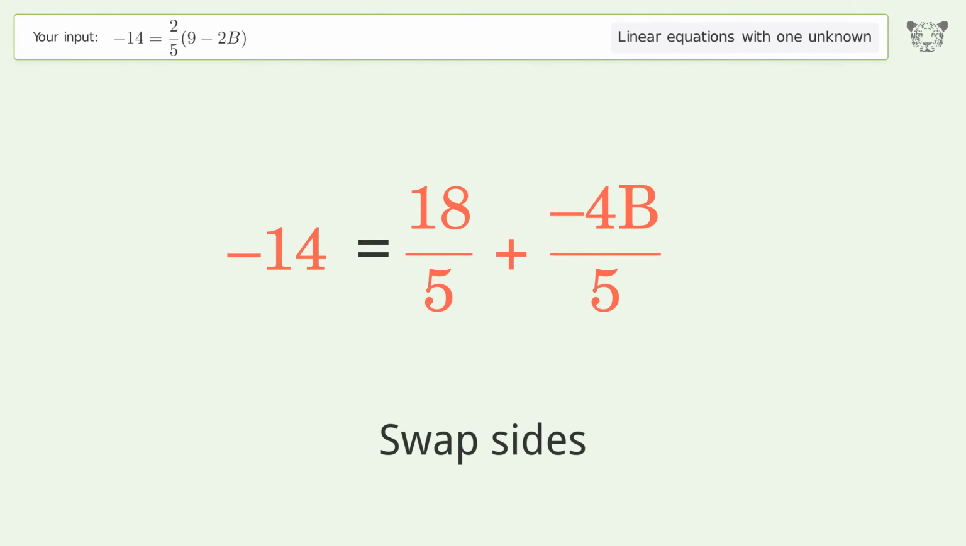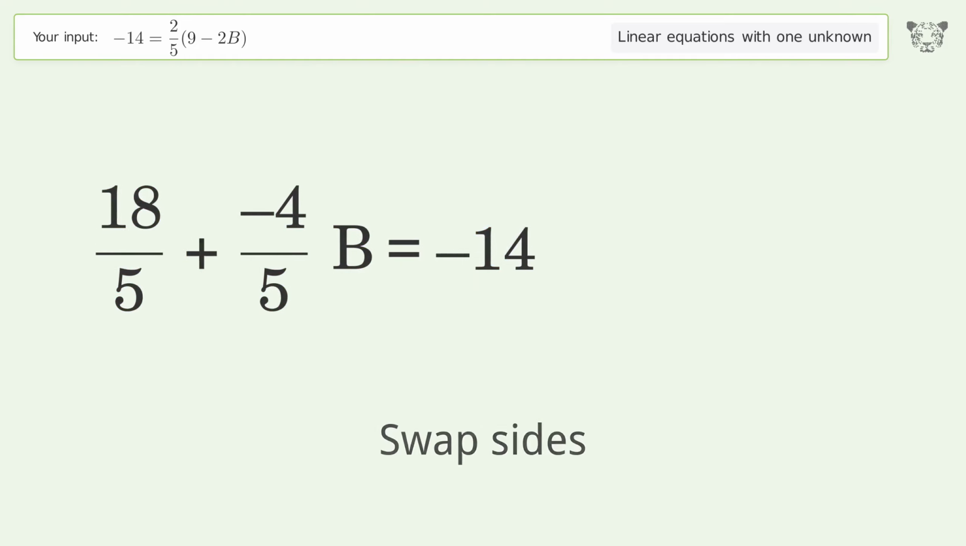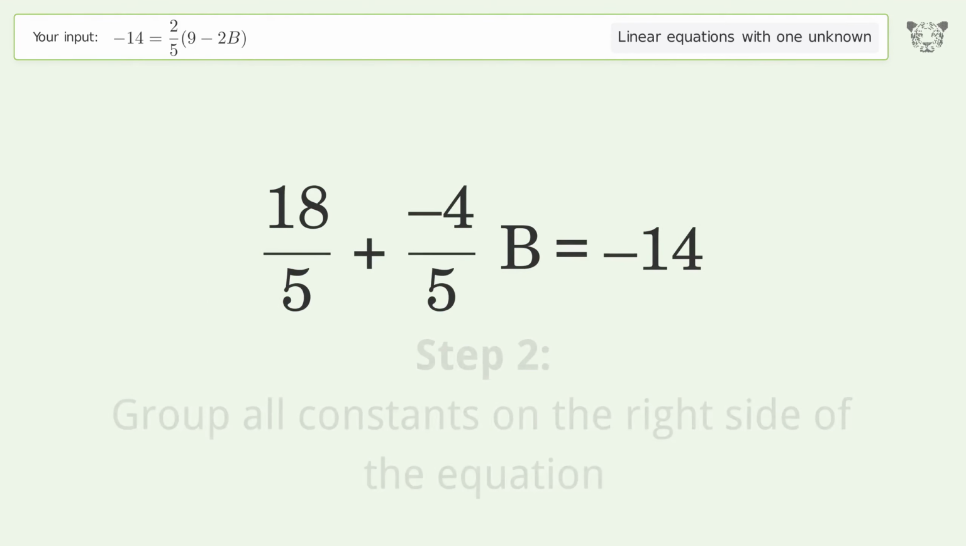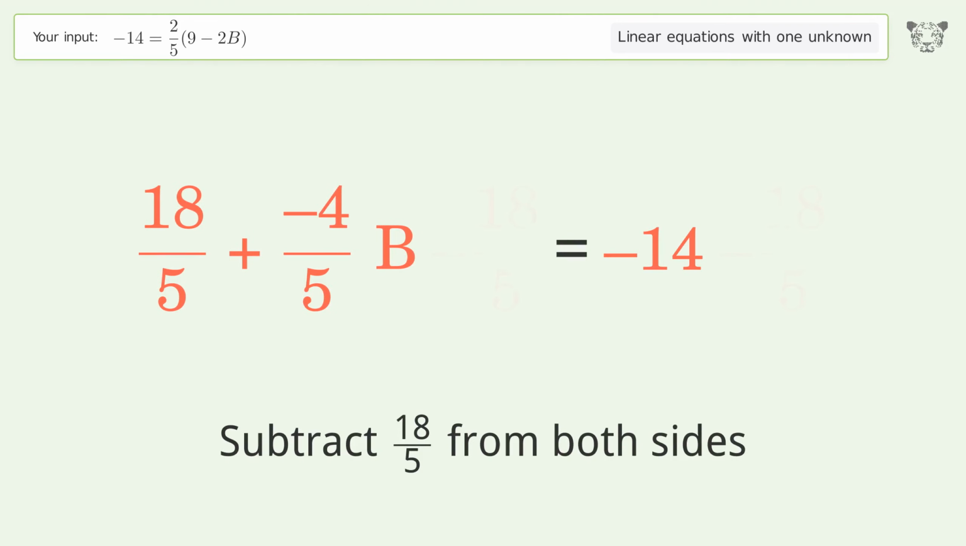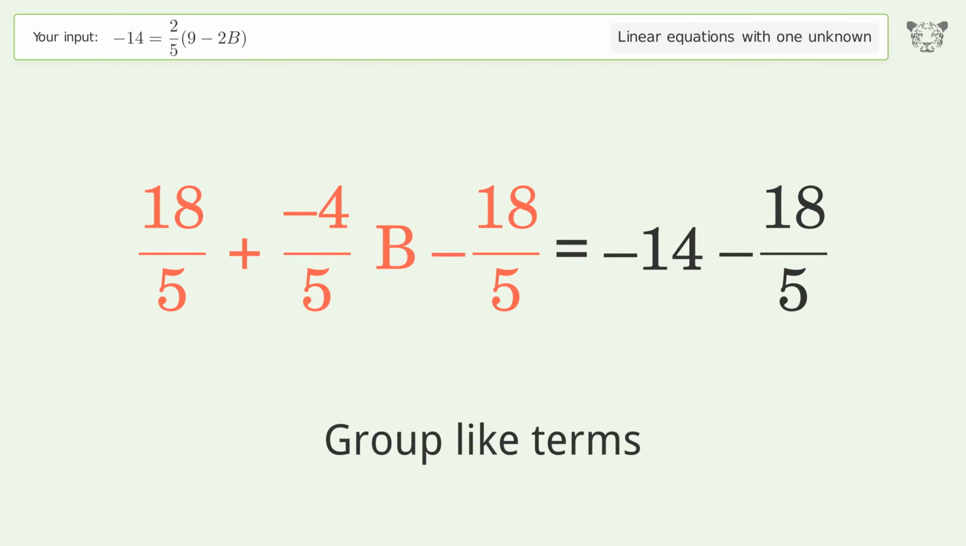Swap sides. Group all constants on the right side of the equation. Subtract 18/5 from both sides. Group like terms.